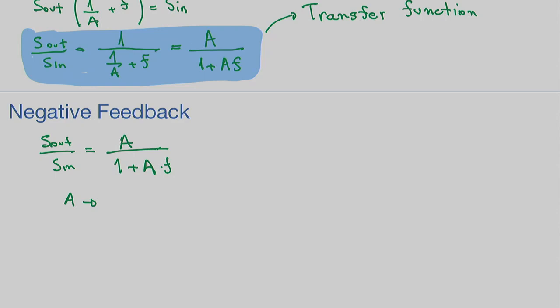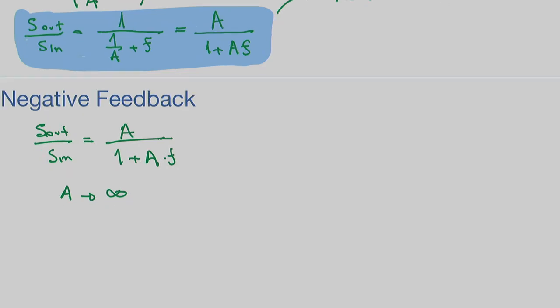Wow. So large, it's infinite. So if I make A very, very large, which we know is the output that you get from an amplifier, what happens to this transfer function? S out over S in is going to be equal to 1 over F. Even though you amplified by almost infinitely, you still get 1 over F.